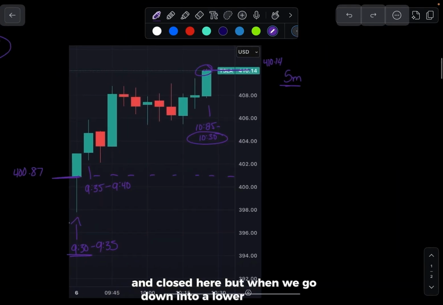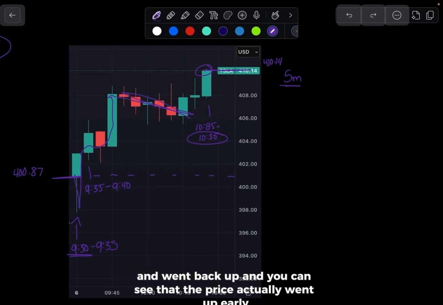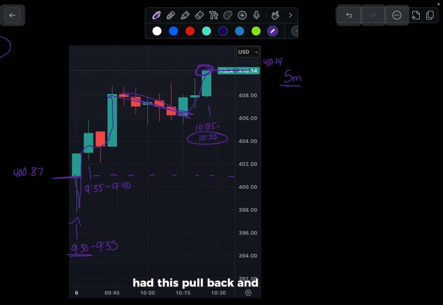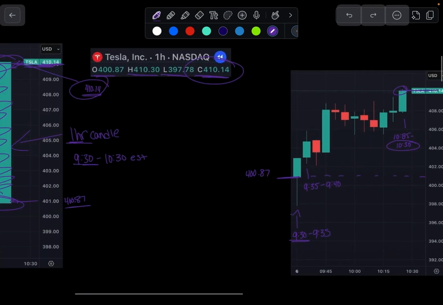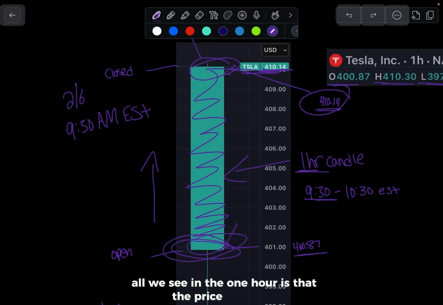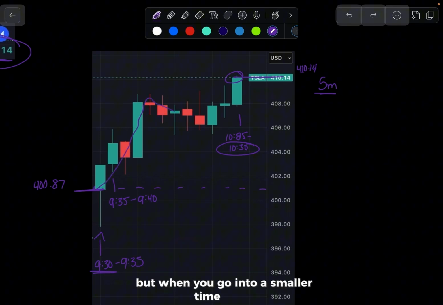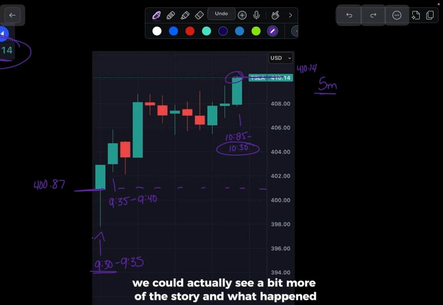But when we go down into a lower time frame, we could actually see a little bit more of the story. We could see that the 9:30 candle opened. We may have gone down here and went back up, and you could see that the price actually went up early, had this pullback, and then ended up closing right near the highs. This is a story that we couldn't see in the 1 hour candle. All we see in the 1 hour is that the price started off here and ended up here. But when you go into a smaller time frame, we could actually see a bit more of the story and what happened.